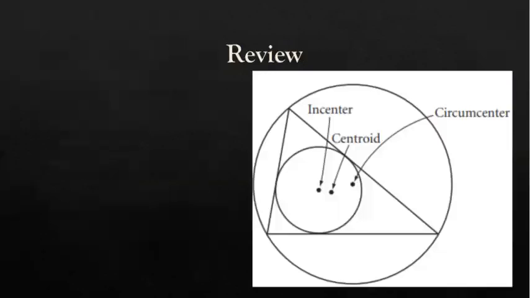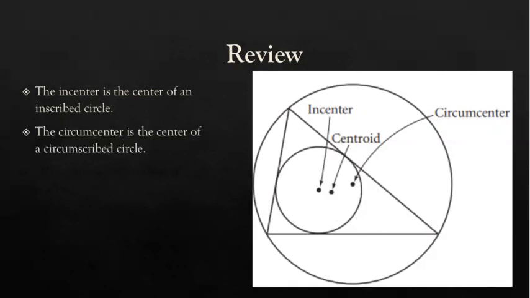So a quick review at the end of this chapter. We have been talking about points of concurrency and incenters and centroids. The incenter is the center of an inscribed circle. So you can see our triangle here, and our incenter is going to be the center of this circle, and this circle is inscribed inside the triangle. Our circumcenter is going to be over here for the triangle, and the circumcenter is the center of a circumscribed circle. So the circle that goes all the way around the triangle and touches the vertices, the center of that circle is at the circumcenter.